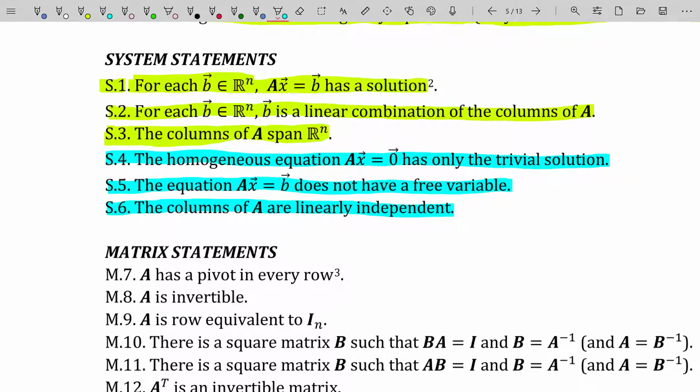Again, that is from the uniqueness equivalence theorem. So everything in blue is from the uniqueness equivalence theorem, and everything in yellow is from the existence equivalence theorem.